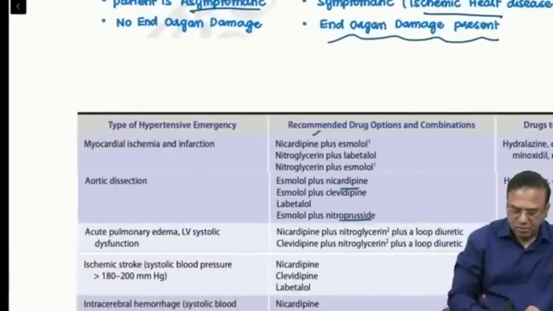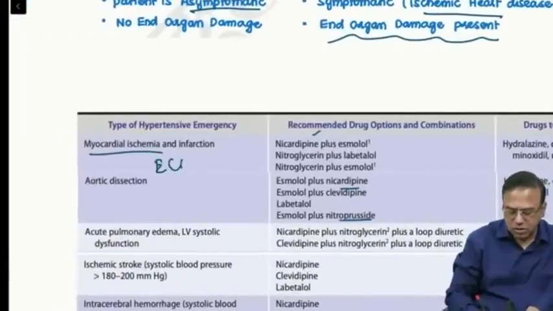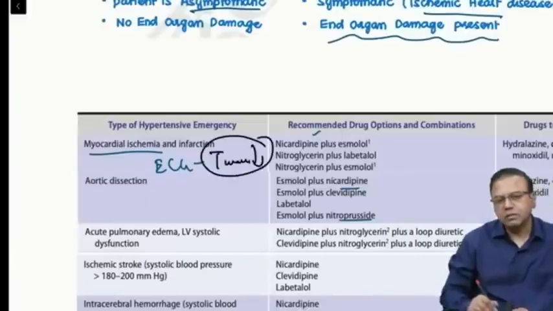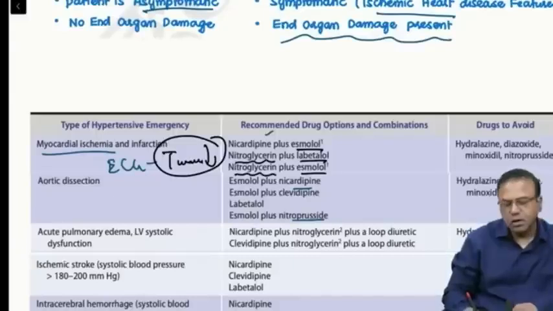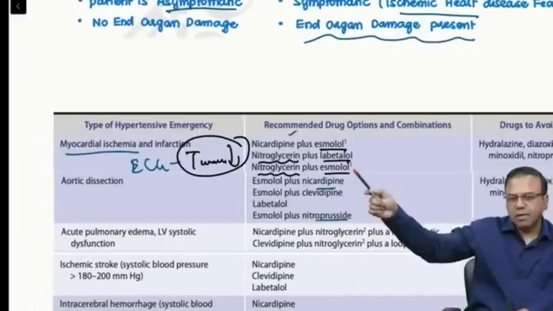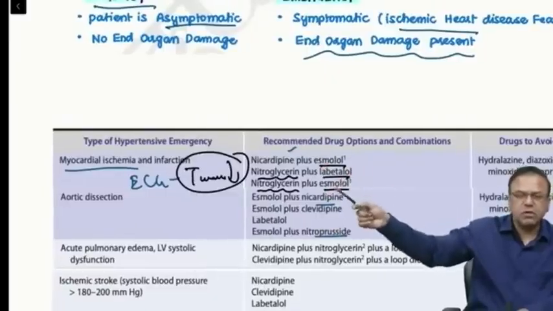Let's say the patient has high blood pressure but developed chest pain, and the ECG showed T-wave inversion, or ST depression, STT changes were occurring. Chest pain was there in this patient. Then what do you want to do? The main drug you want to use is a beta blocker, plus nitroglycerin is a good option. So nitroglycerin plus beta blocker, or nicardipine plus beta blocker. These are the options that you are going to consider.